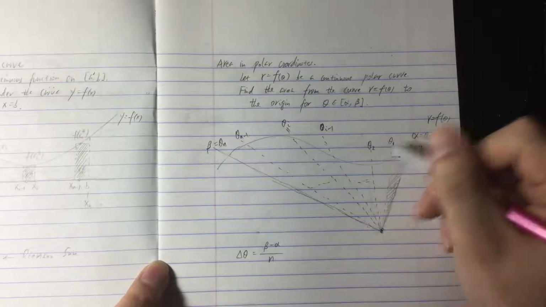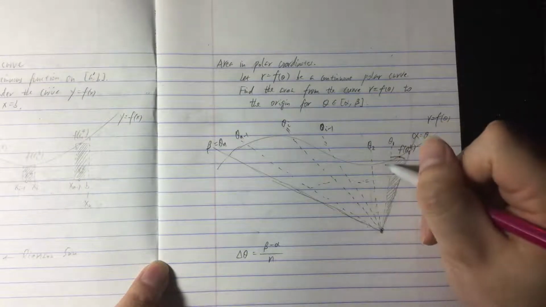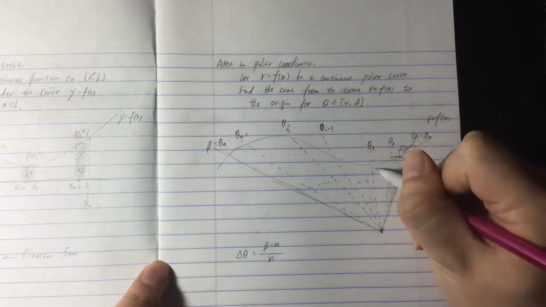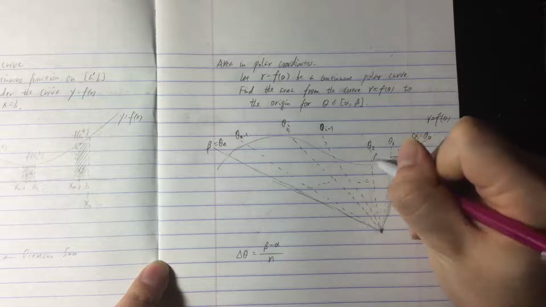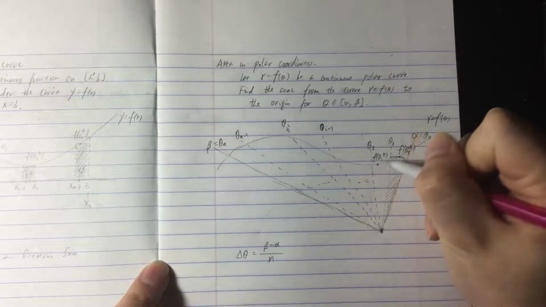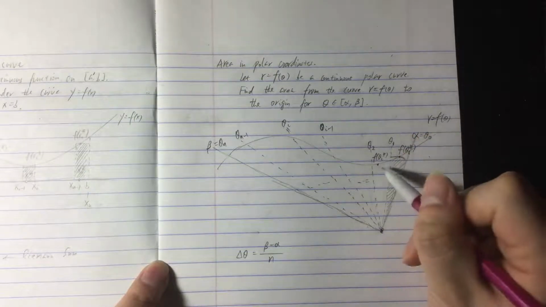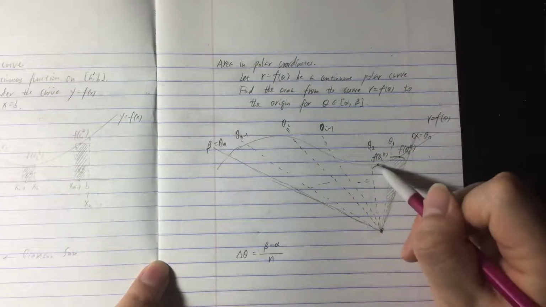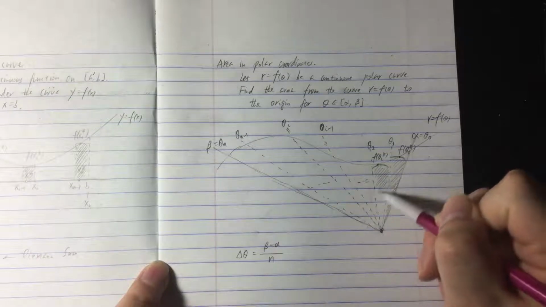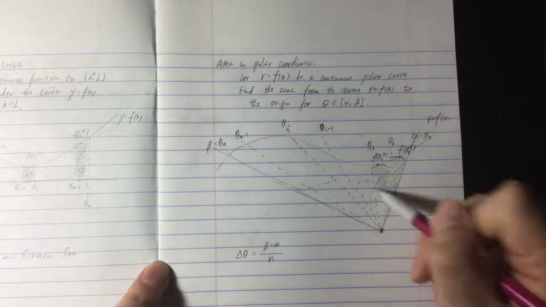In the second interval, I pick a sample point called theta 2 star. The point on the curve is f of theta 2 star. Then we use this point to draw a circular sector, and use this circular sector to approximate the area.